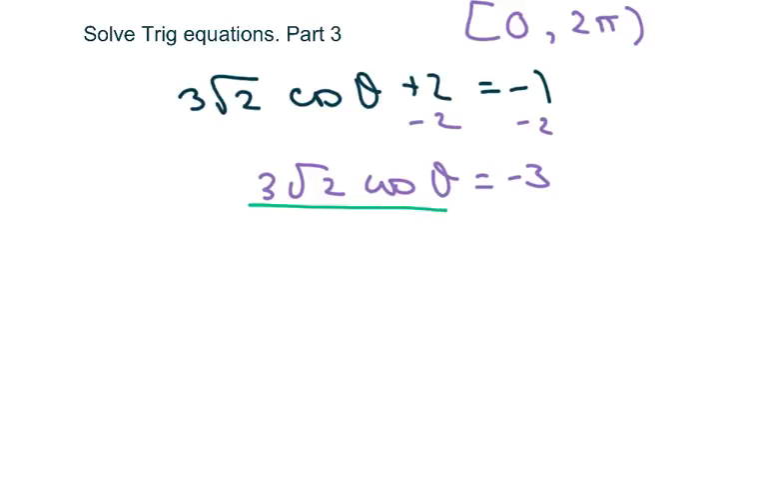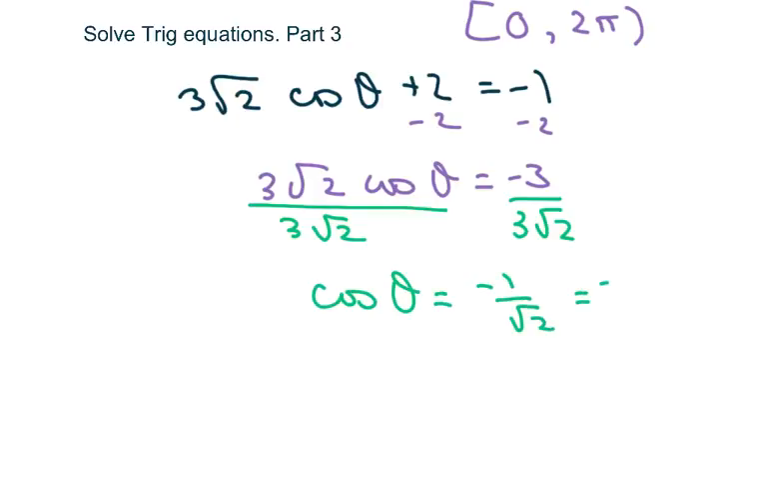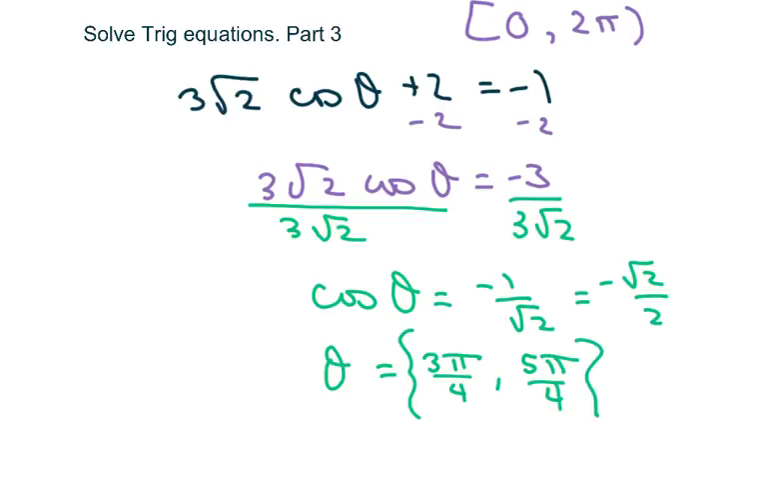Divide both sides by 3 square root of 2. And that's going to give you cosine of theta equals negative 1 over square root of 2, which equals negative square root of 2 over 2. Now cosine is negative in quadrant 2 and 3, so that's going to be 3 pi over 4 and 5 pi over 4. And that's your two solutions. You can just write it as a solution set.